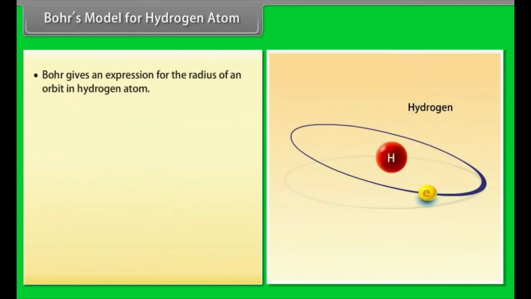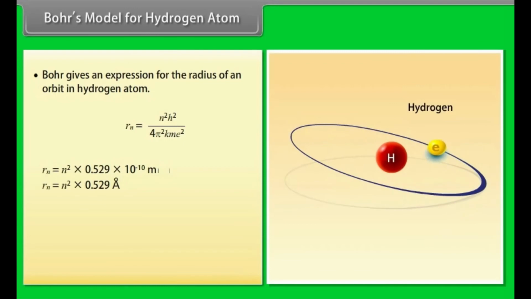Bohr gives an expression for the radius of an orbit in hydrogen atom. Rn is equal to n square into h square divided by 4 into pi square into k into m into e square. Rn is equal to n square into 0.529 into 10 raised to minus 10 meter. Rn is equal to n square into 0.529 angstrom.